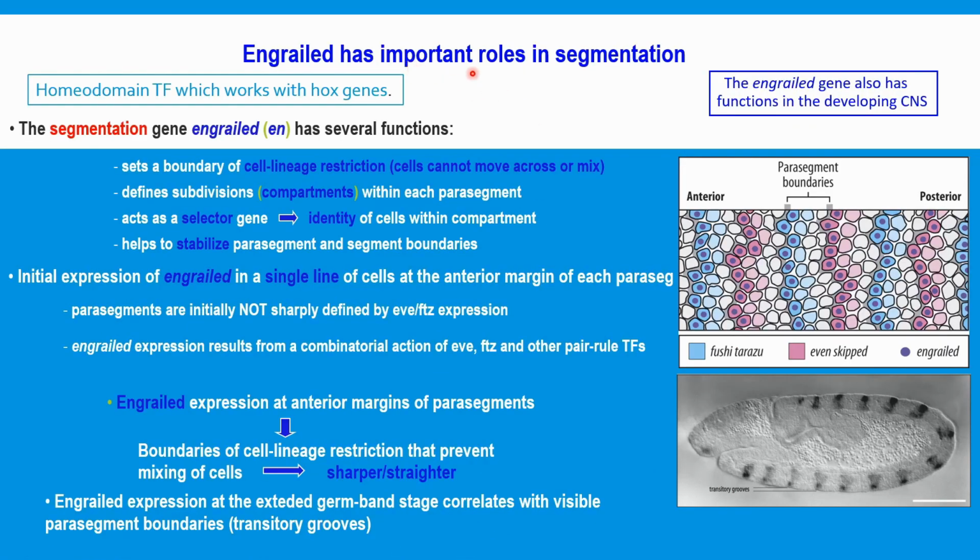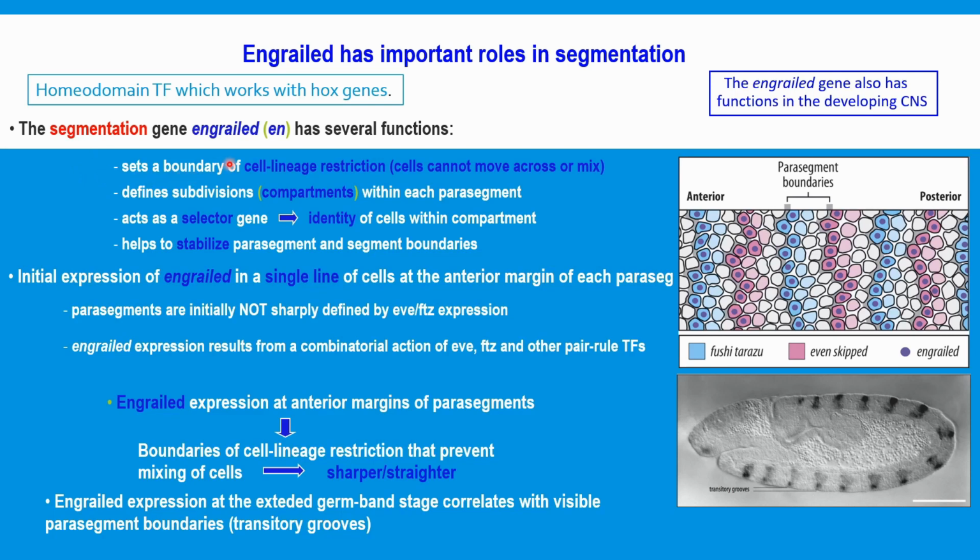The engrailed transcription factor plays important roles in segmentation. It's a homeodomain transcription factor, and it works together with Hox genes, which we'll hear about later on. It also plays a role in the developing central nervous system. You might hear more about it there. For our purposes, we refer to it as one of the segmentation genes, and there it has several functions defined here.